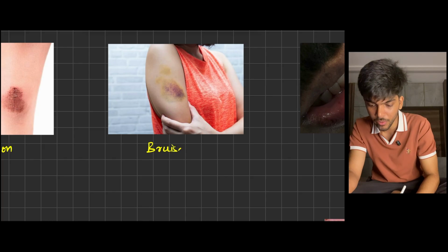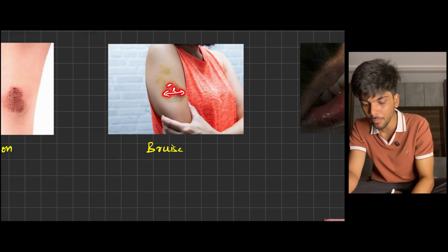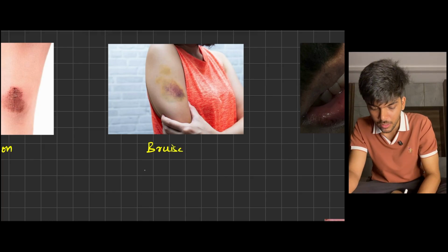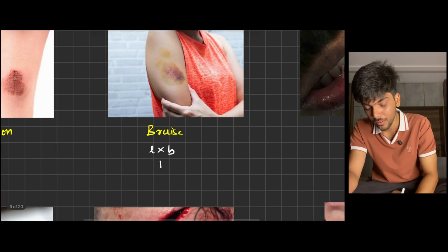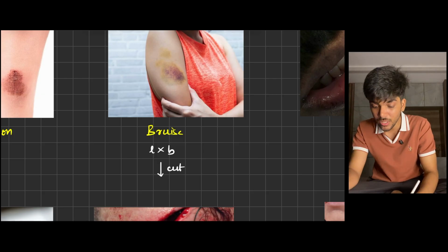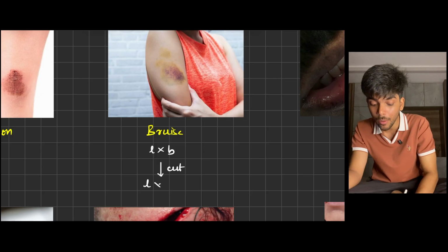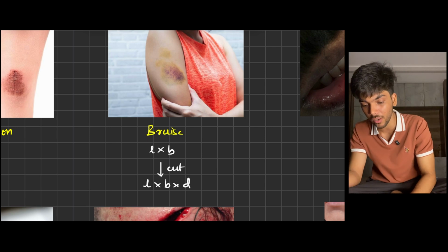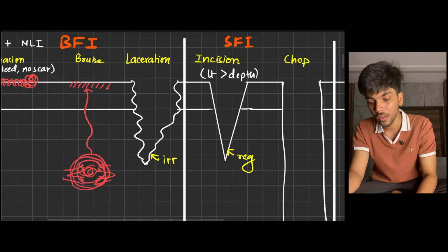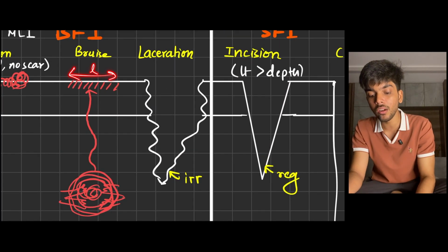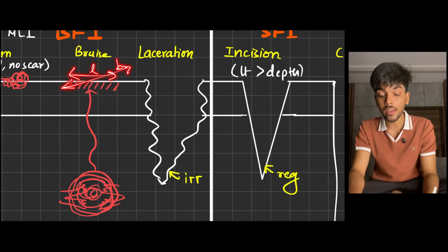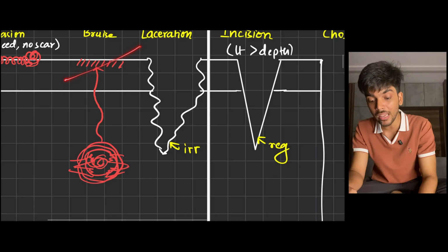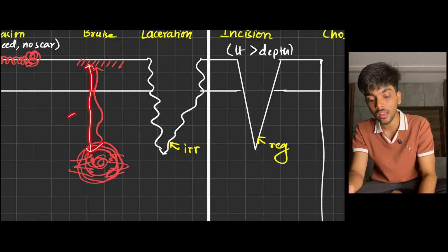What can I appreciate? I can appreciate the length of the bruise and the breadth of the bruise. So length times breadth. However, in a dead body, in a cadaver, if I cut the bruise, if I incise the bruise, I can also appreciate the depth of the clot, that is how deep the clot is. So I can appreciate the length and the breadth of the bruise, and if I cut or incise the bruise, I can also see how deep the clot is.